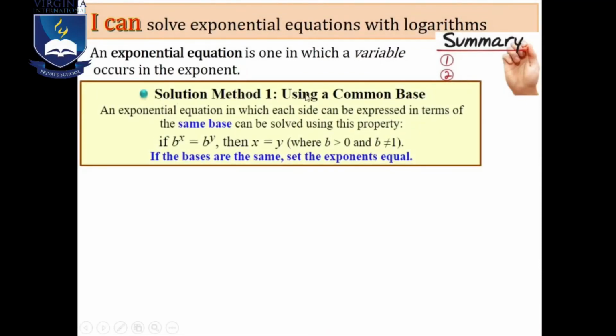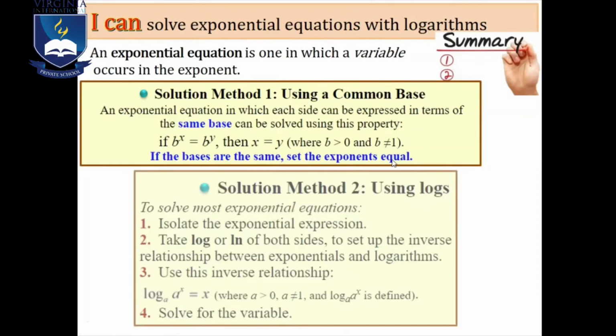An exponential equation is one in which a variable occurs in the exponent. Solution method 1: using a common base. An exponential equation in which each side can be expressed in terms of the same base can be solved using this property. If b to the power of x equals b to the power of y, then x equals y, where b is greater than 0 and b is not equal to 1. If the bases are the same, set the exponents equal.